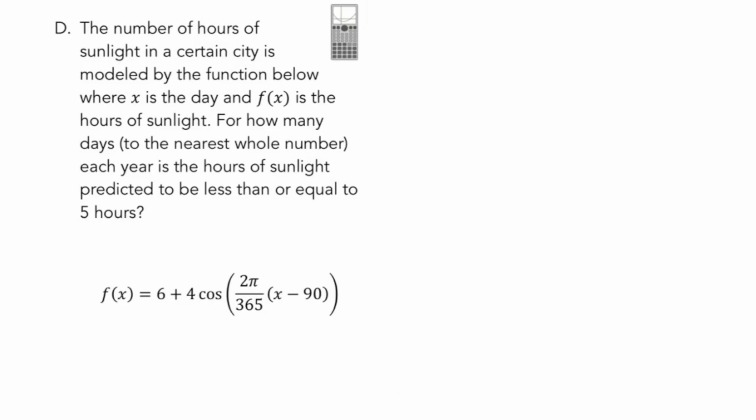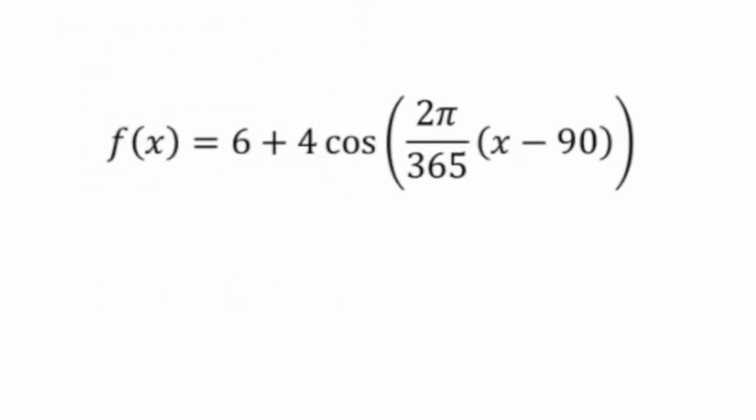So this problem says the number of hours of sunlight in a certain city is modeled by the function below, where x is the day and f of x is the hours of sunlight. For how many days to the nearest whole number each year is the hours of sunlight predicted to be less than or equal to 5 hours? So just like in the last problem, we're going to have to solve this for where it equals 5.